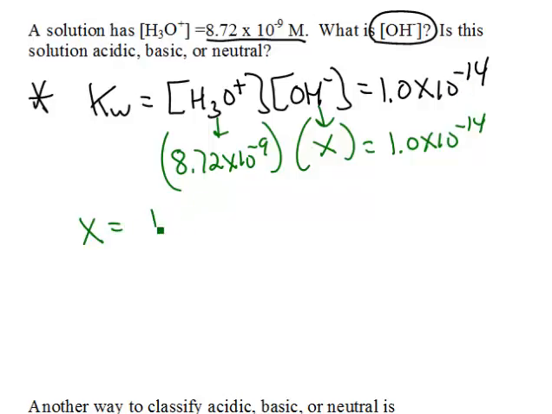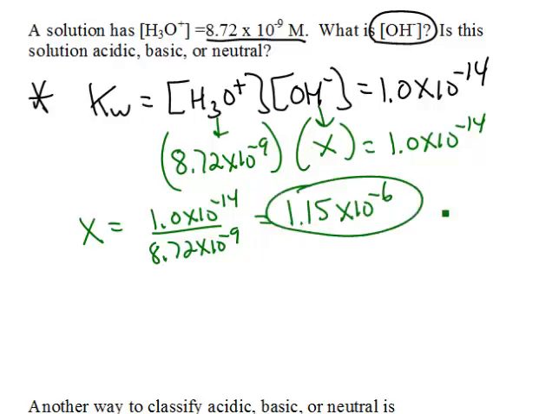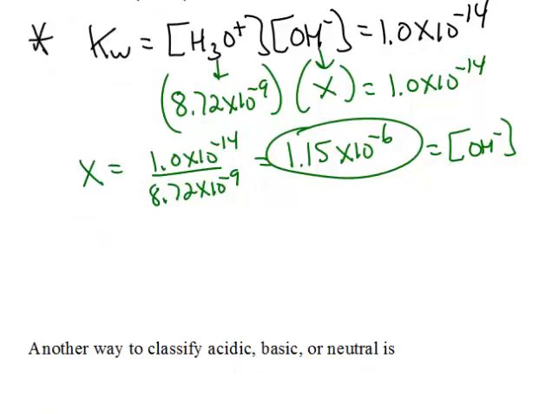So we can solve for X by dividing both sides by 8.72 times 10 to the negative 9. That'll give us our hydroxide, 1.15 times 10 to the negative 6. Try this on your calculator, because if you are getting a different answer than this, then you're not entering the numbers correctly on your calculator. Different calculators have different ways of doing this. The best way to do it, remember, is to use the button EE or EXP to take care of that times 10 part. You should get 1.15 times 10 to the negative 6 molar.